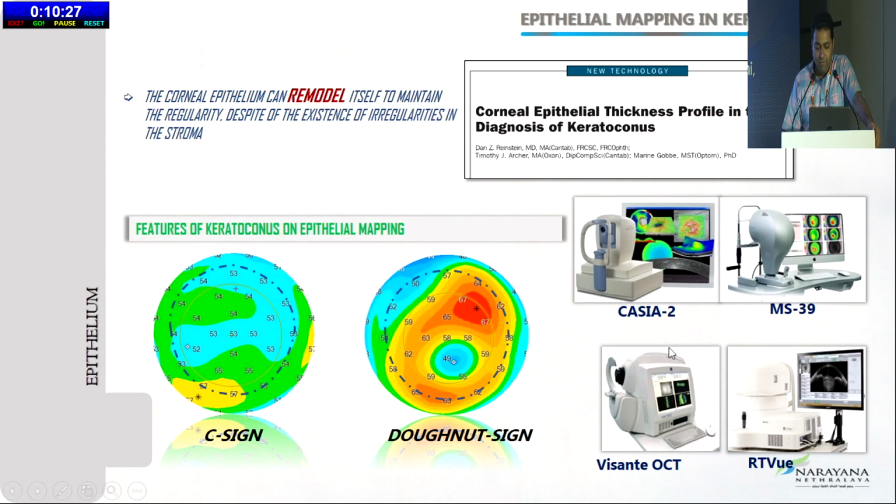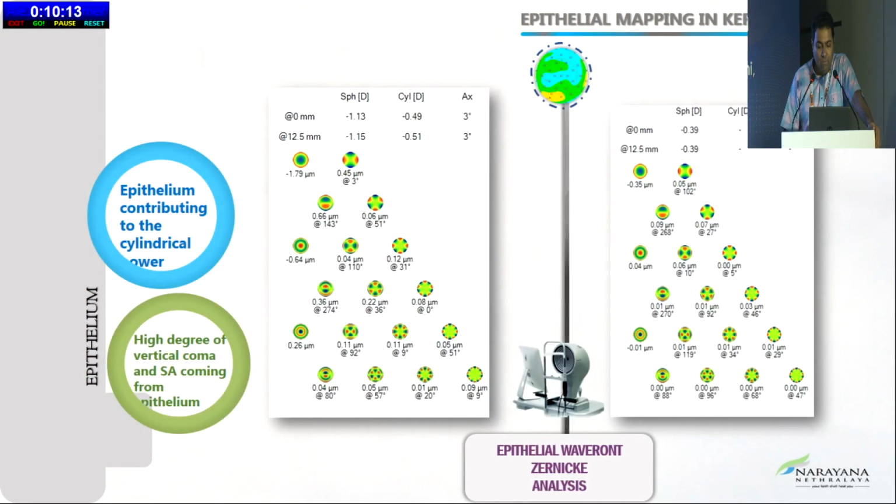Over time, we have machines like Cassia 2, the MS39, RTView. Many companies of ASOCTs have now built in their epithelial maps or are in the process of building one. But what's interesting for me from an epithelial point of view is not just the early detection. It's about the impact of epithelium on the optics of your eye, including your cylindrical component and also the higher order aberrations. MS39 is a smart tool.